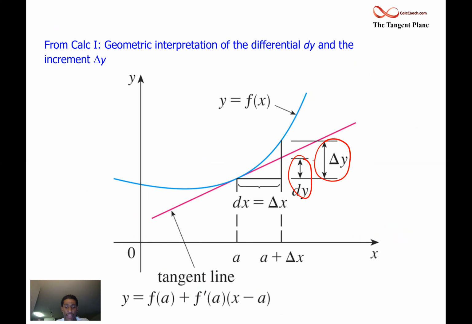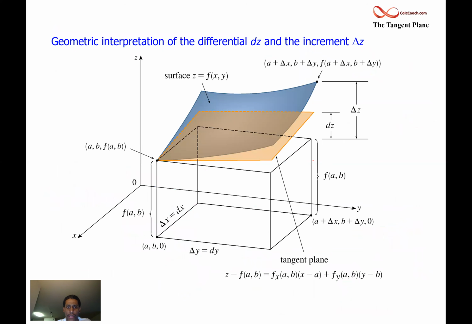So now what's going to happen in 3D? Well, the blue curve is going to come out of the screen and be a surface. The red line is going to come out of the screen and be a plane. And we have the blue surface and the yellow tangent plane. And we're going to then see the comparison of the differential change in z versus delta z.